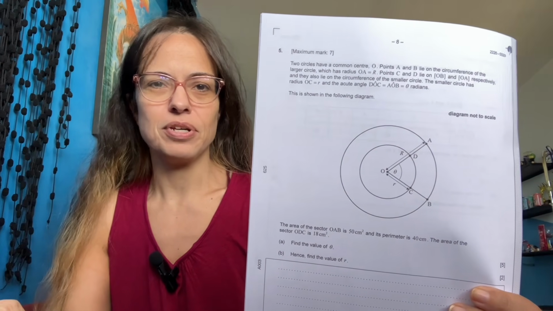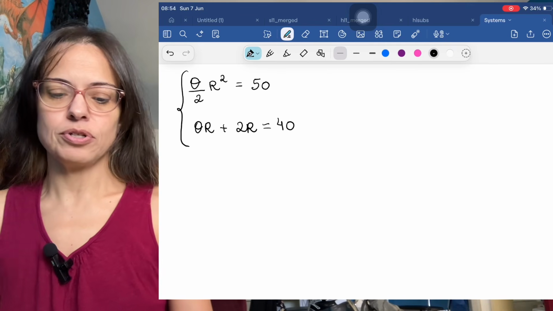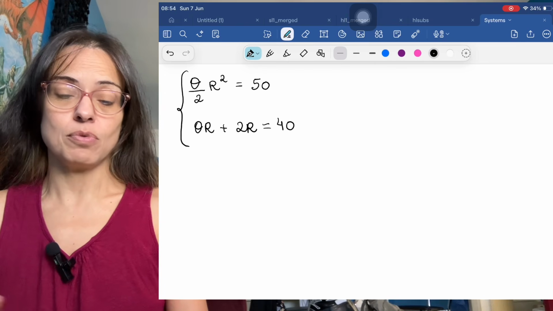You want to find out the radius and the angle. And this is a paper 2 question, so at some point we might pull out a calculator to solve an equation. But basically, it is about solving a system of equations.